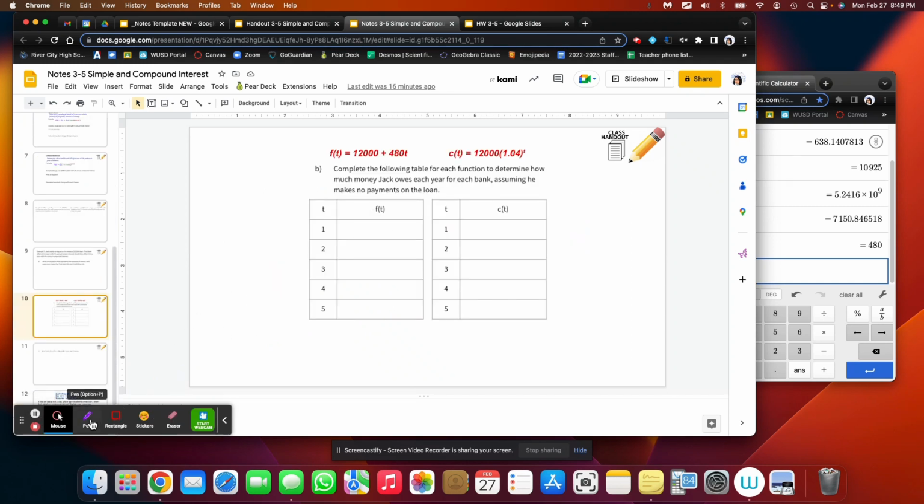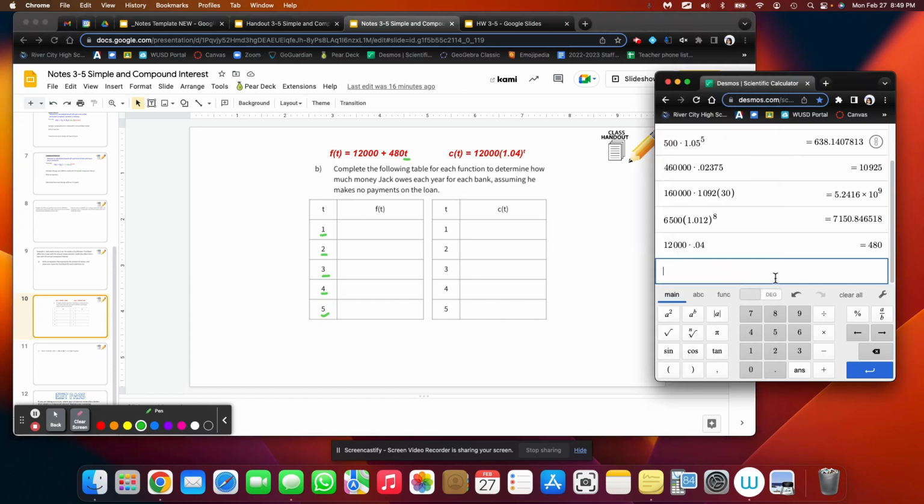All right, so now this says to complete the following table for each function to determine how much money Jack owes each year for each bank, assuming he makes no payments on the loan. So here we have the equations that we just wrote. Now we're just going to plug in numbers for t. So we're going to take these numbers here, and we're going to plug it in for t to figure out how much money he would owe.